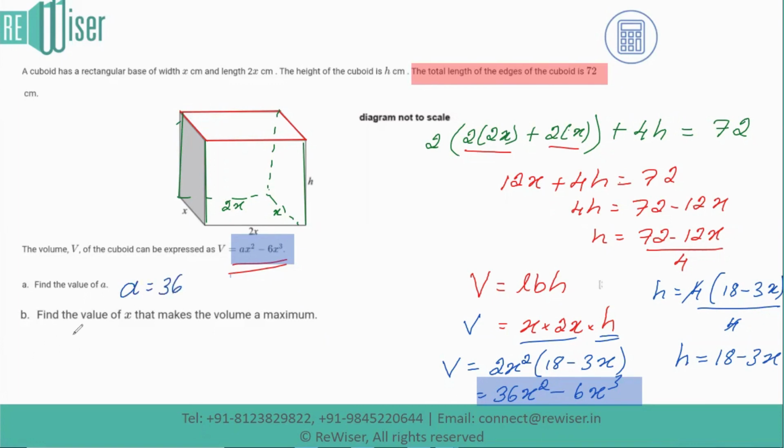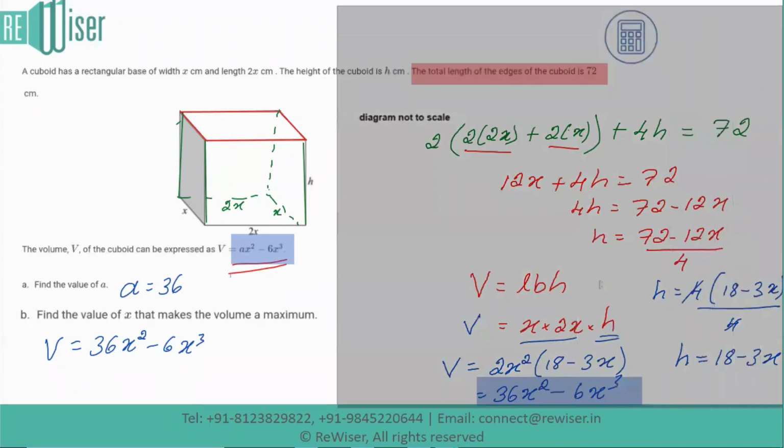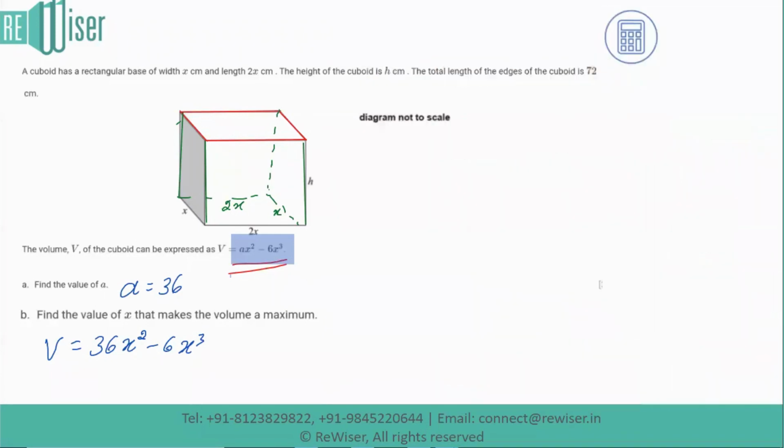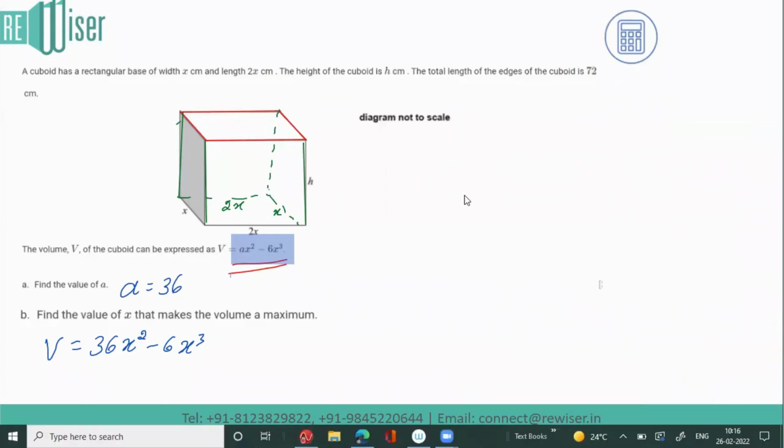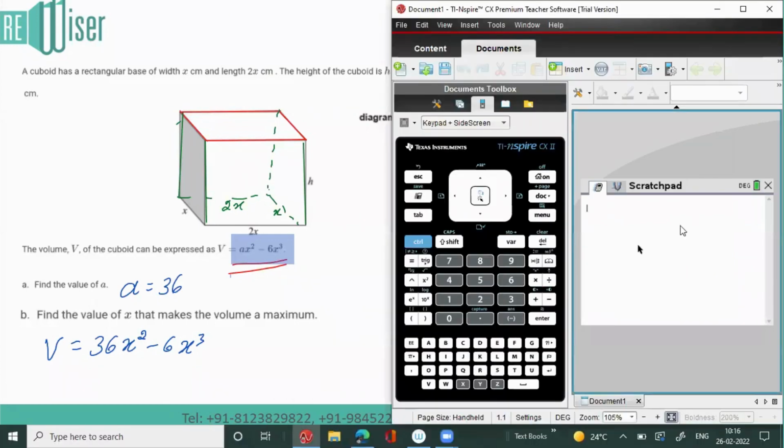Now, to solve part B, find the value of x which makes the volume maximum, which we call the maximum volume. 36x squared minus 6x cubed is the equation. There are two ways: either we can use the concept of calculus to solve this, or we can use the graphic calculator. I'm going to use the calculator, so I need to think about drawing the graph.